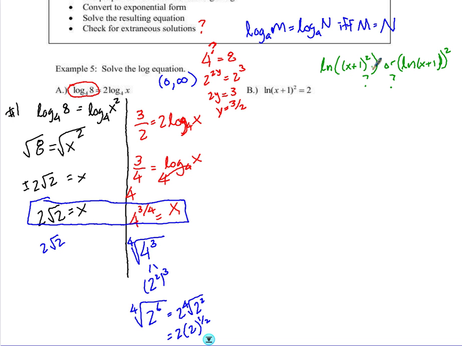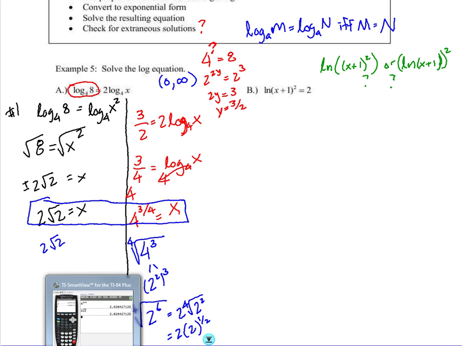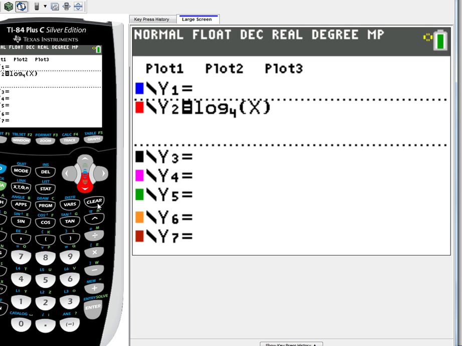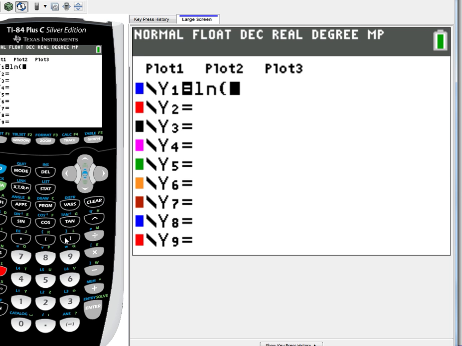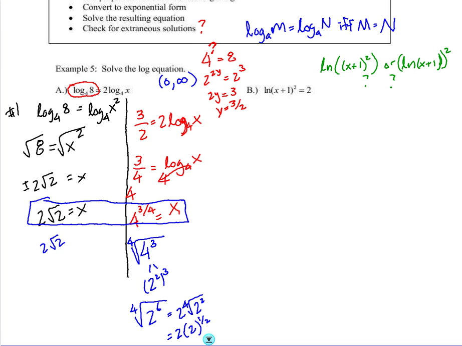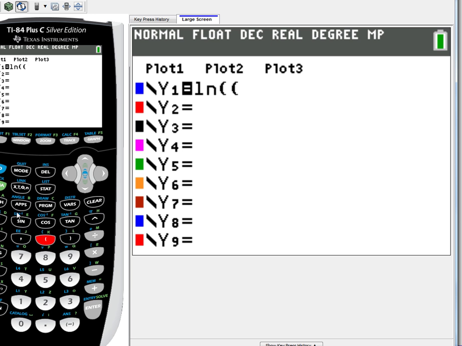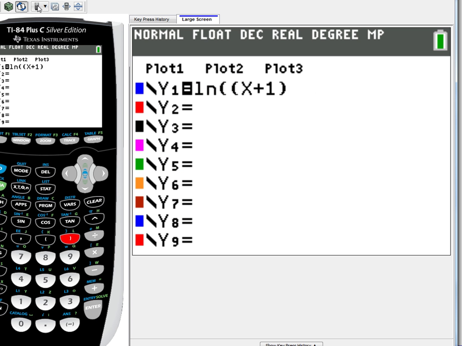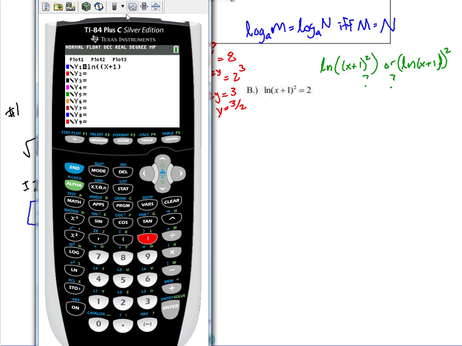If I jump to my graphing calculator real quick, and I go ahead and graph those 2 functions, the first being the natural log of, in parentheses, x plus 1 squared, and then I also look at the function in red, which will be the natural log of x plus 1, and then that being squared. That gives me 2 very different graphs. Look at the first blue function.